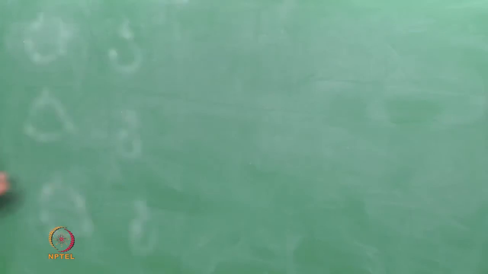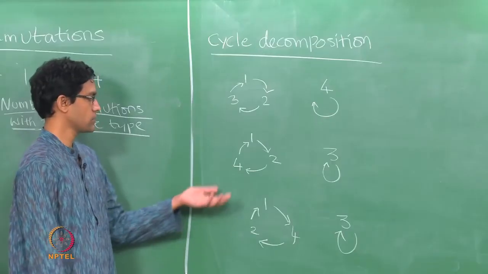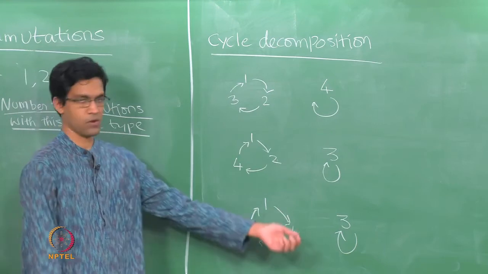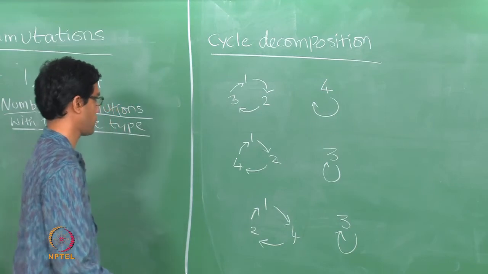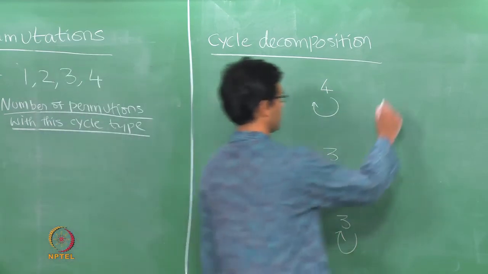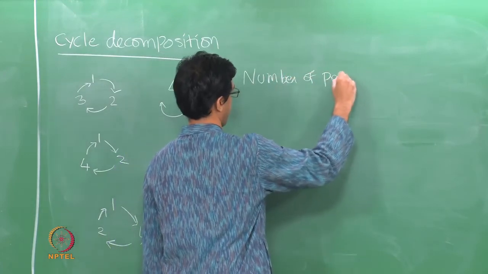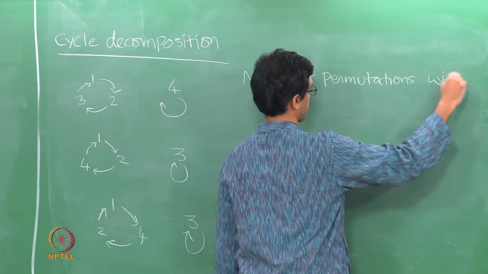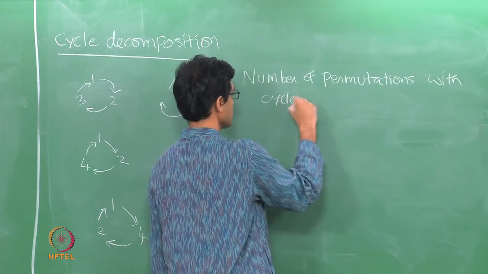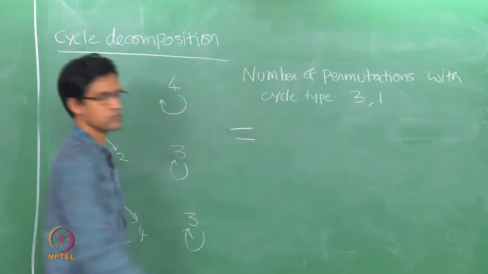Okay. So at the moment what I have done is just write down a bunch of examples of permutations of the numbers 1, 2, 3 and 4 for which the cycle structure is 3, 1. Now what we want of course is to count the total number of such permutations, right. So let us try and do this. So the number of permutations with cycle type 3, 1. How do I try and count this?